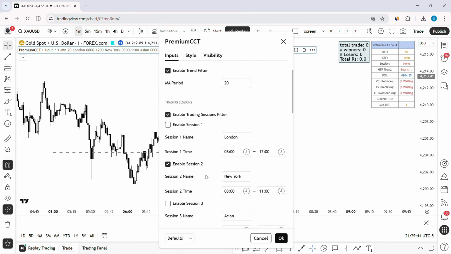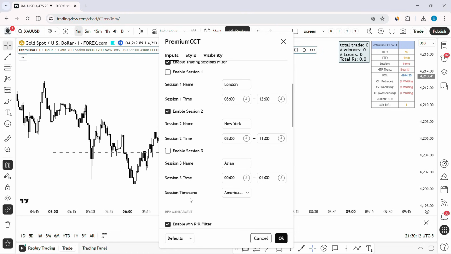Now for this backtesting, we will be using only New York session, which will be between 8 a.m. to 11 a.m. As I have discussed this in one of my previous videos, when you are trading gold on 1 hour and 1 minute preset, you should only take trades during the high volatility times, which are 8 to 11 a.m. New York. After that, you can select the session time zone. Here I have selected the New York session time zone. You can choose any of these.